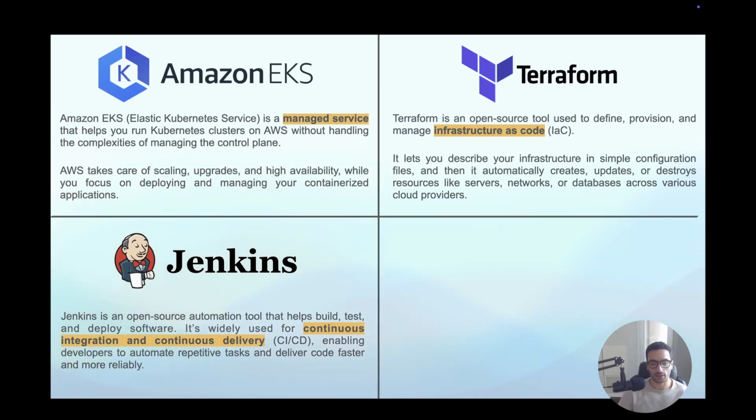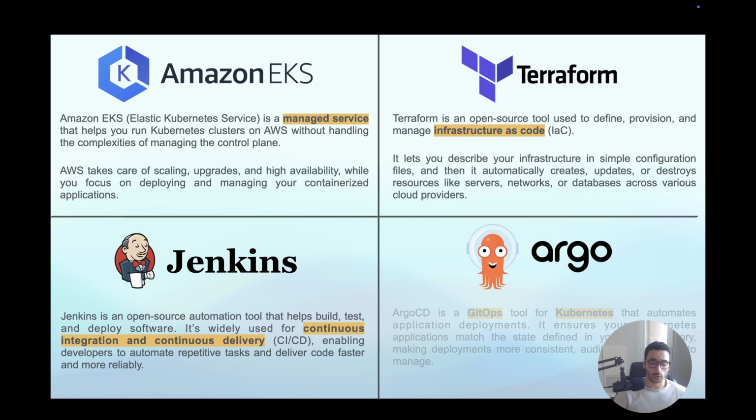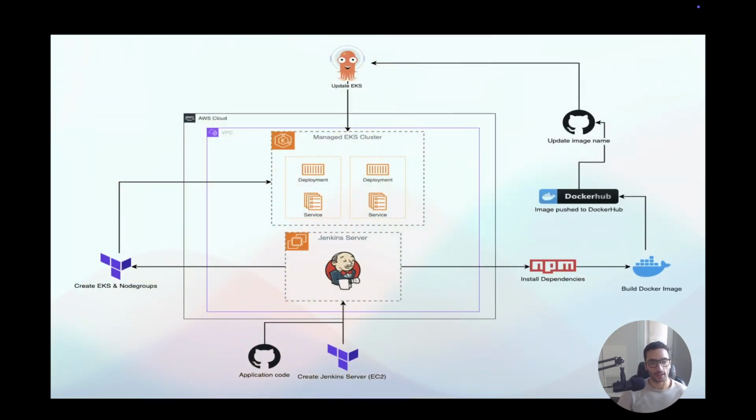the Docker images. And we will use ArgoCD, a GitOps tool for Kubernetes that automates application deployment and makes sure that the Kubernetes application matches the state defined in the GitHub repository. So we will use this to make any kind of updates to the Kubernetes clusters. These are the main four tools that we will be using through this project. We'll move on to the architecture of this pipeline.